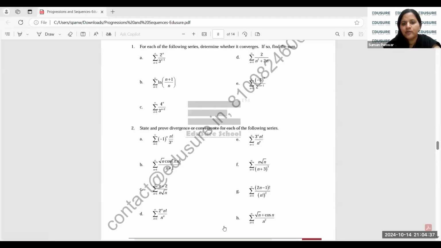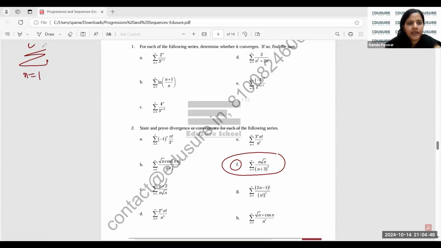Okay, let us try to look at this series of the type C, F, and let us see whether we can apply some test over here. So you have the sum from n going from 1 to infinity of n root n divided by (n plus 3) whole cube. Okay. So now let us consider this as an. So an is n root n divided by (n plus 3) whole cube.